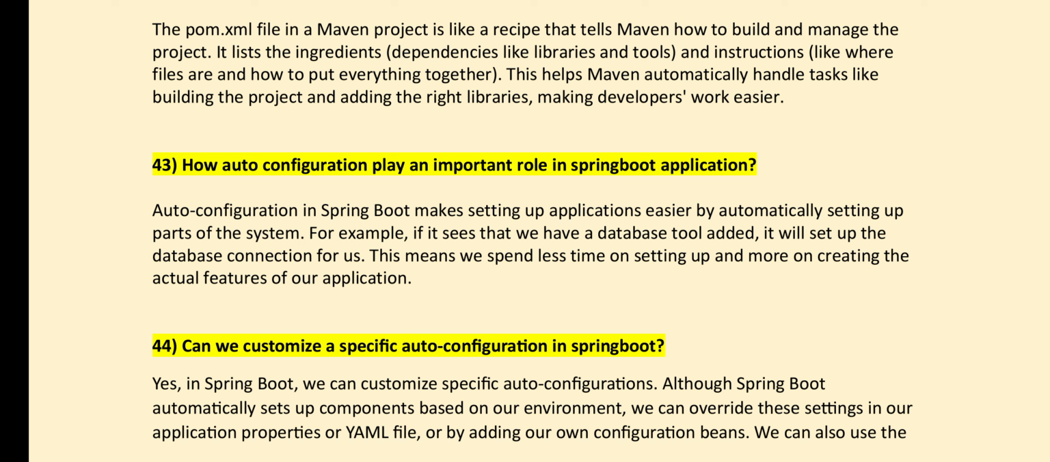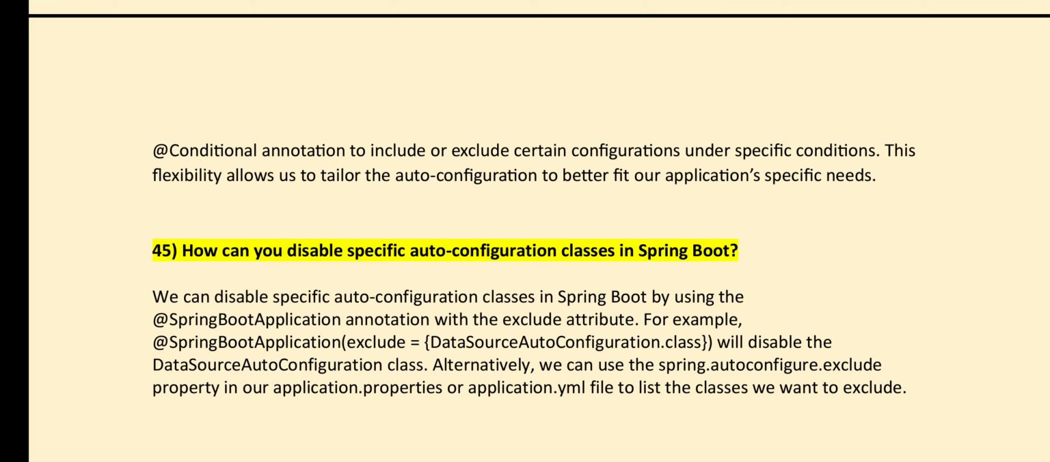Can we customize a specific auto configuration in Spring Boot? Yes, in Spring Boot we can customize specific auto configuration, although Spring Boot automatically sets up components based on our environment. We can override these settings in our application properties or a YML file, or by adding our own configuration file. We can also use the @Conditional annotation to include or exclude certain configurations under specific conditions. This flexibility allows us to tailor the auto configuration to better fit our application-specific needs.